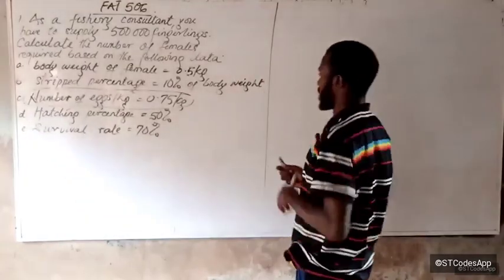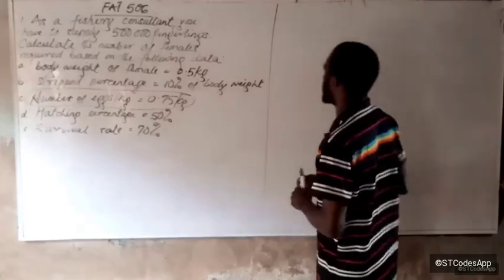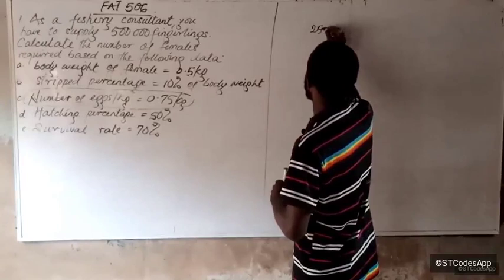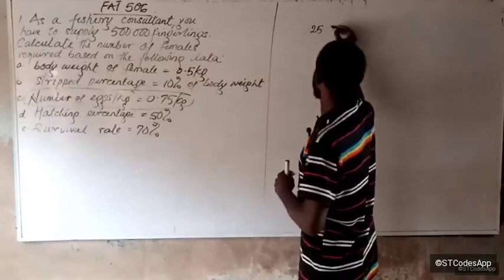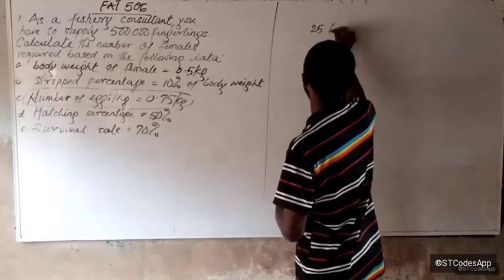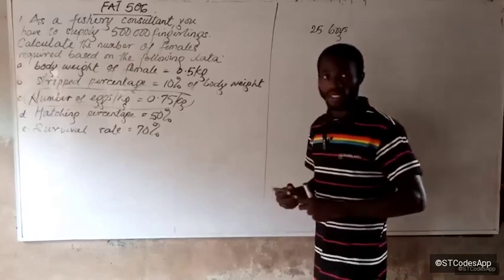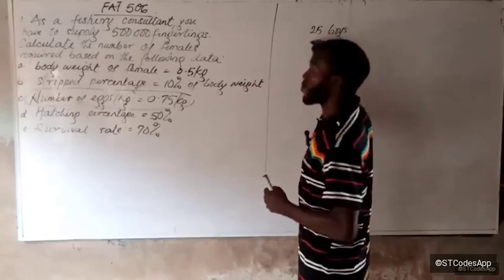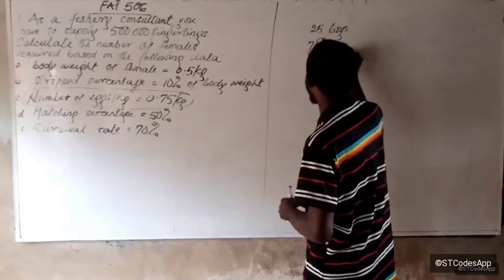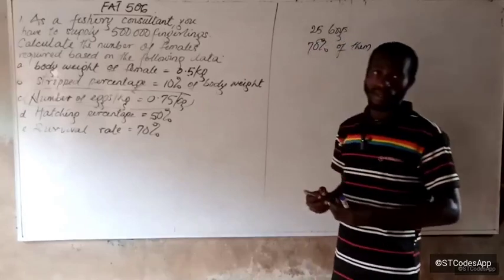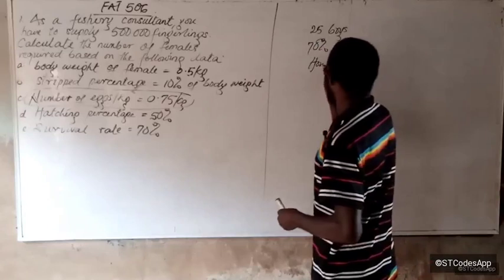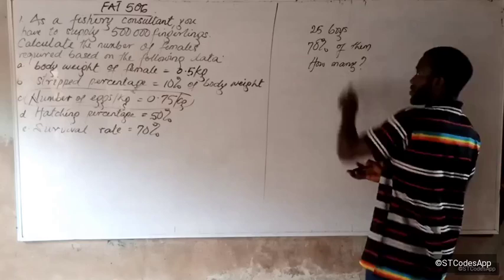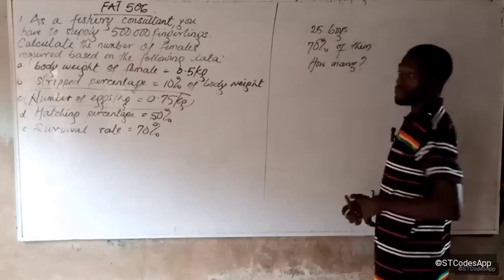All right, so let's go over that, but let me use this analogy first. If I said in a class, 25 of them are boys, 25 boys, and these 25 boys represent only 70% of them, how many students are in class?